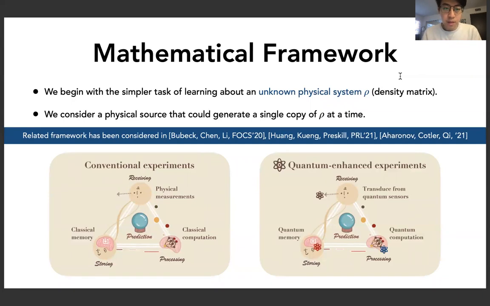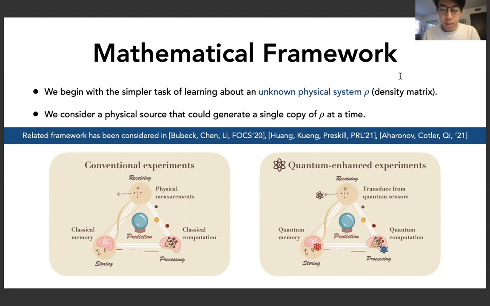We will begin by defining the mathematical framework for learning about an unknown physical system, which is represented by a density matrix rho that is exponentially large. Particularly, we will focus on qubit systems where rho could be represented by a 2^n by 2^n Hermitian matrix. And we consider a physical source that could generate a single copy of rho at a time. A similar framework has also been considered in Chen, Li in FOCS 2020, Huang, Kueng, Preskill in PRL 2021, as well as Aharonov, Cotler, and Qi, also from 2021.